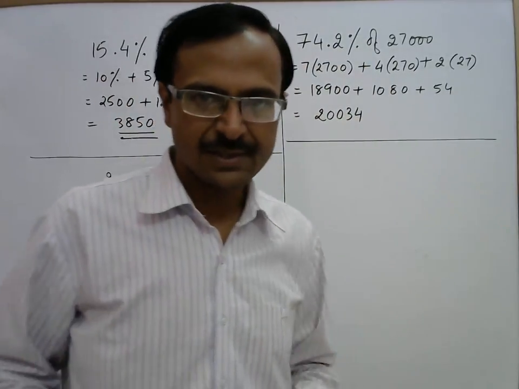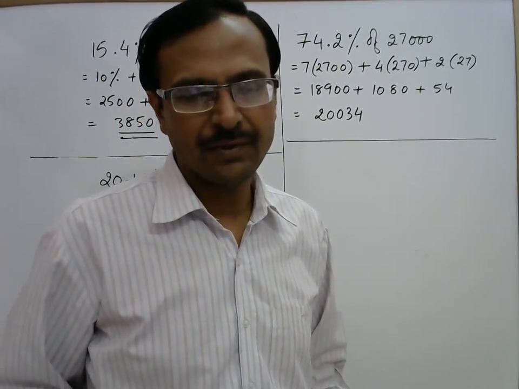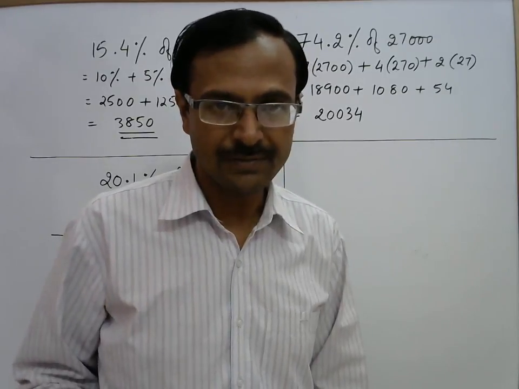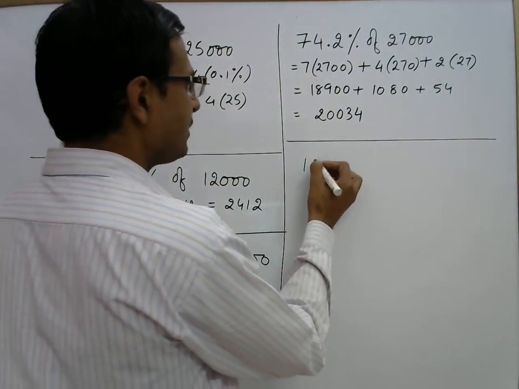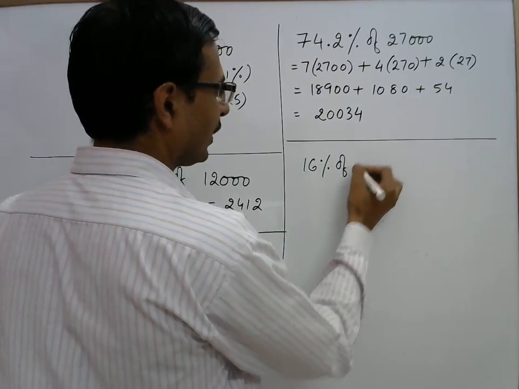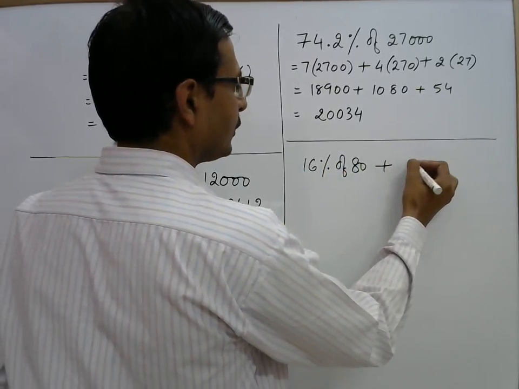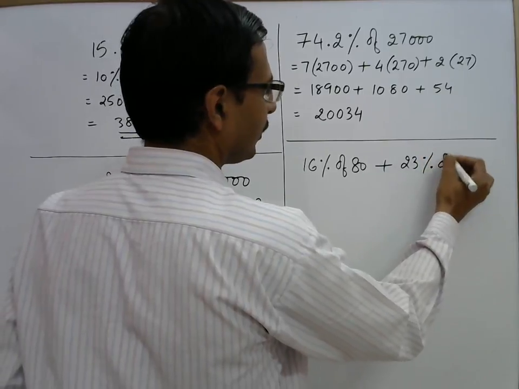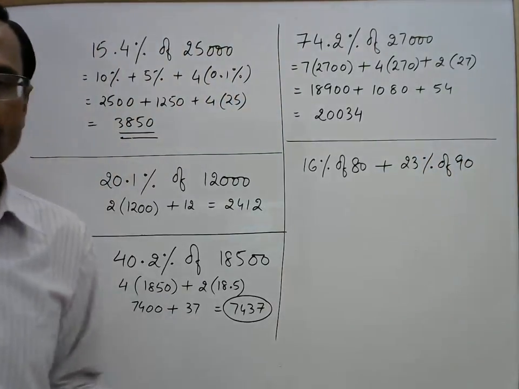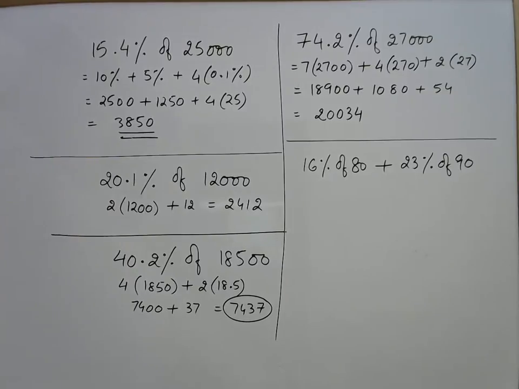Now let's mix the questions and we will solve some questions which are very frequent in competitive exams. Now this is 16% of 80 plus 23% of 90. Now how do we solve this one? This involves very simple logic which we have done yesterday. 16% of 80 plus 23% of 90. So now you want to do it quickly, just follow the procedure which I told you yesterday in the live stream.